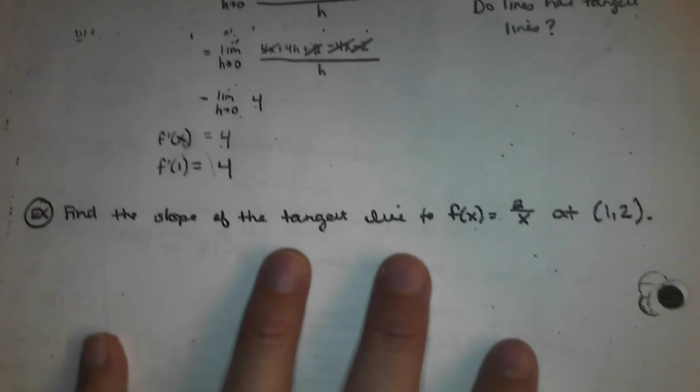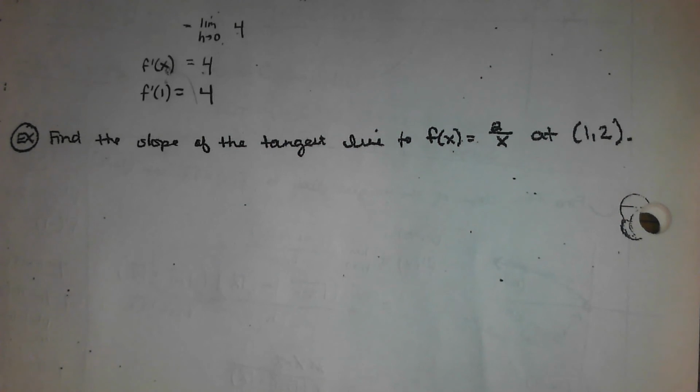All right, last one. Find the slope of the tangent line to f of x equals 2 over x at (1, 2).